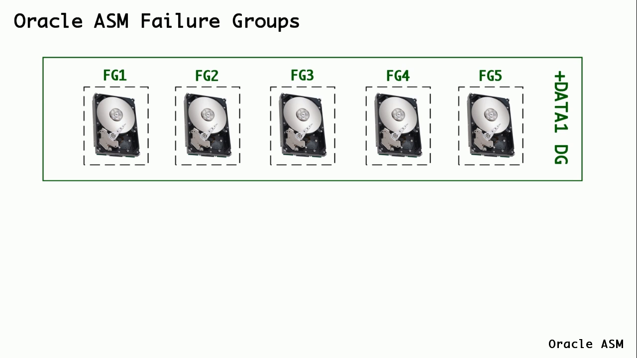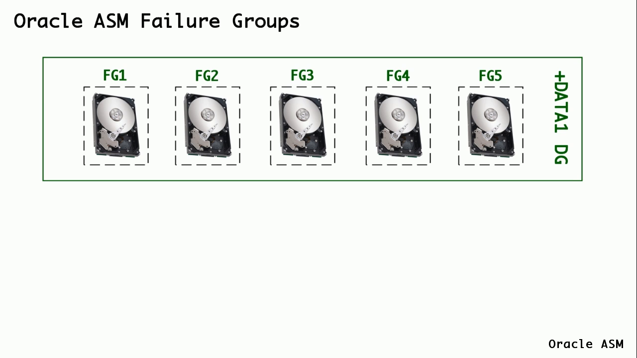Each disk in a disk group can belong to only one failure group. All failure groups in a disk group should contain same number of disks. It is possible to define failure groups during creation of ASM disk group. If they are not defined, then Oracle ASM automatically places each disk into its own failure group.